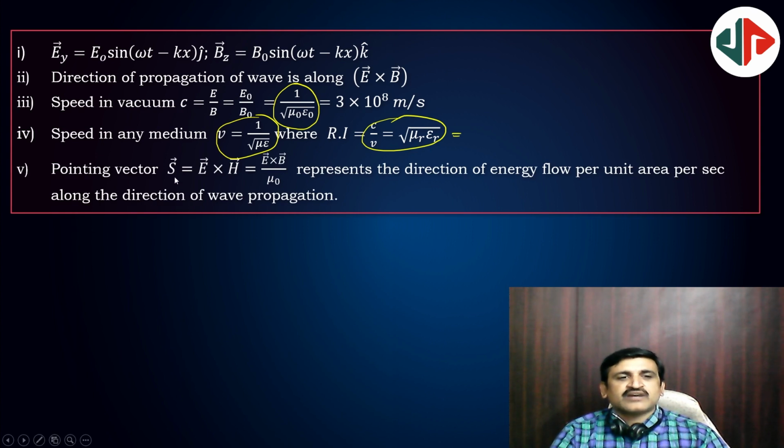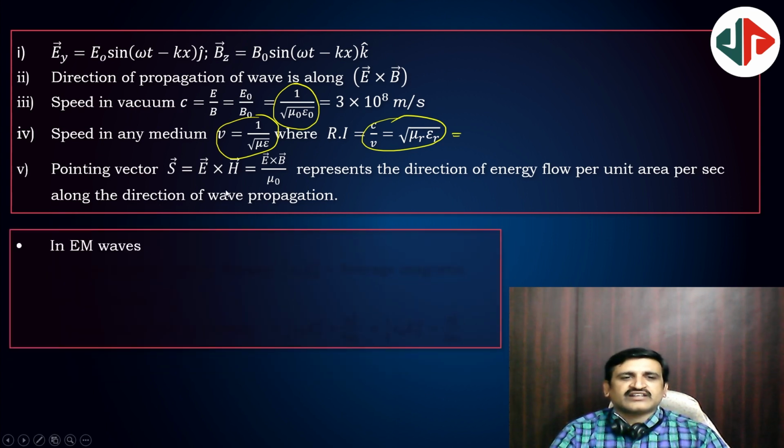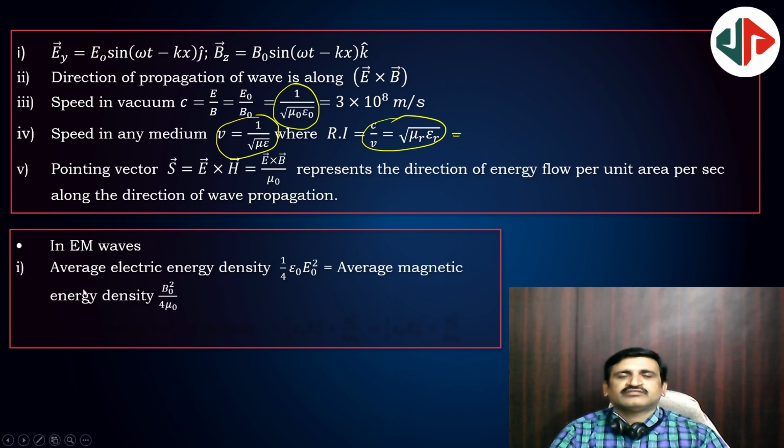Poynting vector S bar is equal to E bar cross H bar, or E bar cross B bar by mu naught. It represents the direction of energy flow per unit area per second along the direction of the wave propagation. That is, this is nothing but the intensity of the wave flow, given by Poynting vector. For an EM wave, these points are very important.